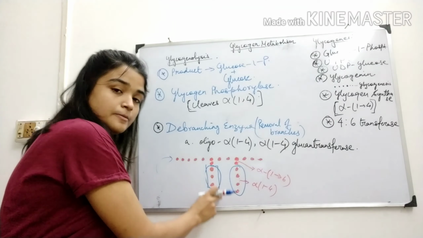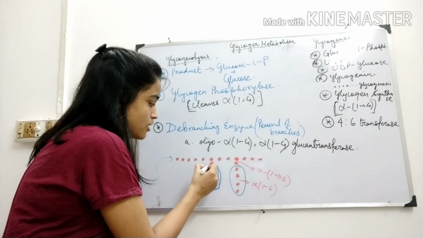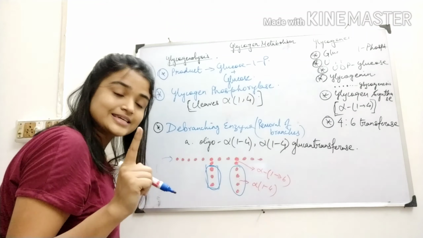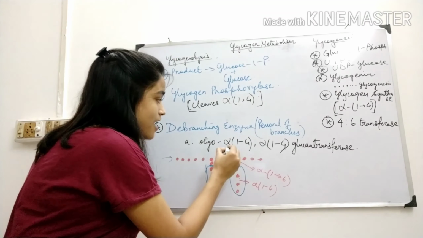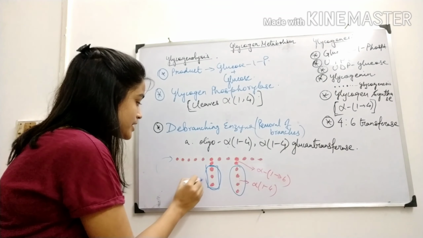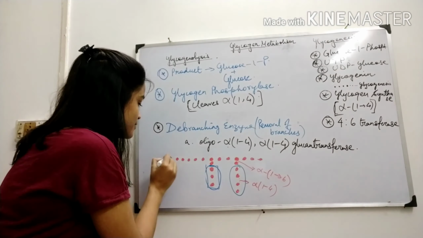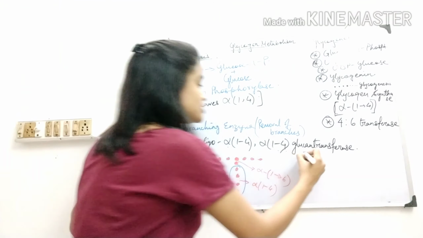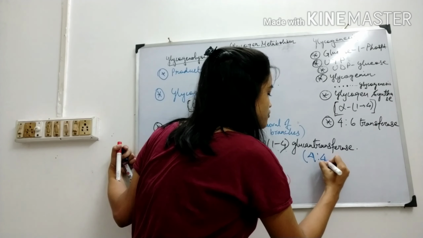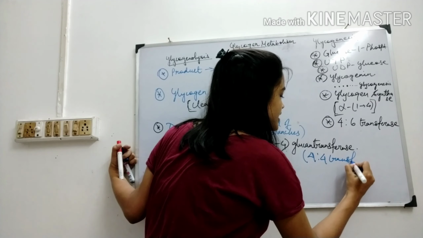These 3 will be removed. So the breaking of these alpha 1,4 linkages will take place. So that's why alpha 1,4. Then it will come here and it will again form alpha 1,4 linkages. So again alpha 1,4. So that's why this is also called 4:4 transferase.